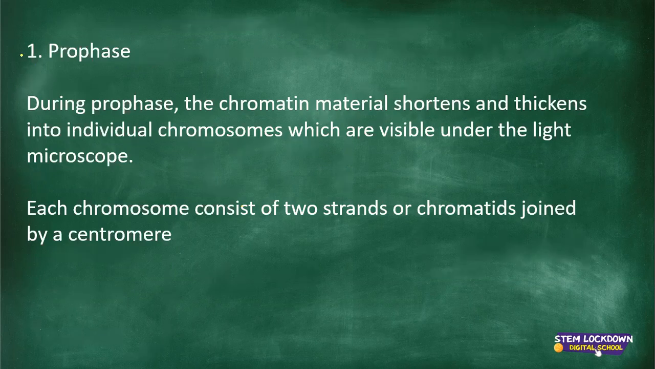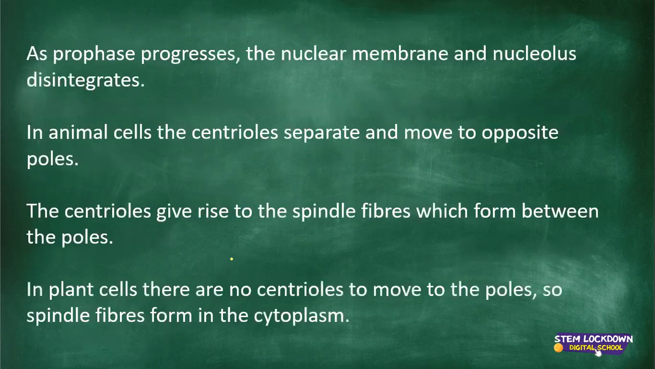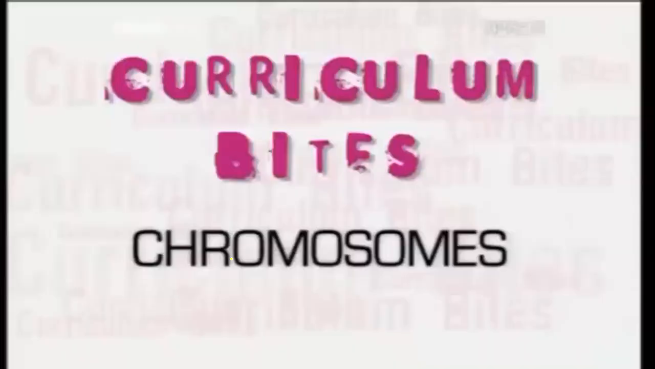The process of mitosis. The first one there is prophase. During prophase, the chromatin material shortens and thickens into individual chromosomes, which are visible under the light microscope. Each chromosome consists of 2 strands or chromatids joined together by a centromere. I have a diagram here. There, this is the structure.